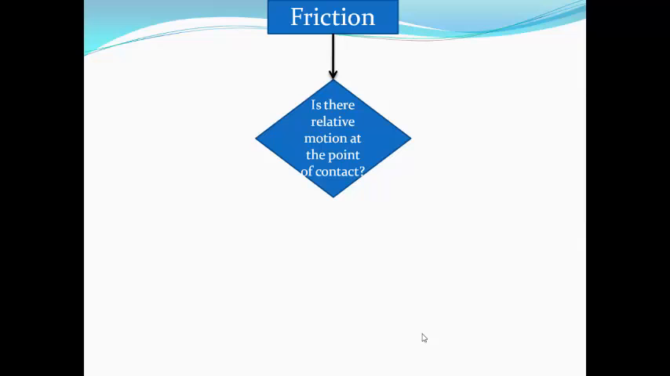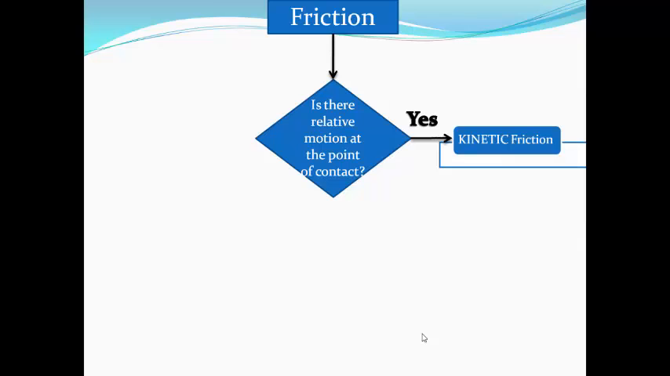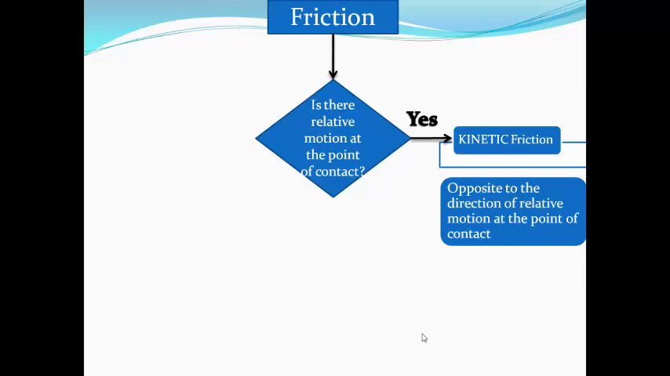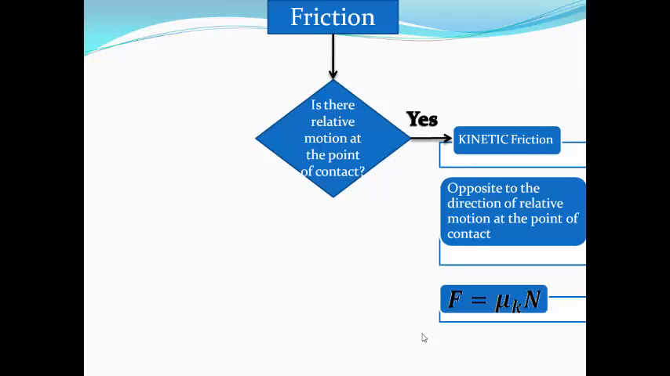Now, let us have a look at a flow chart to understand how to recognize the type of friction. So, there is friction. We ask ourselves the question, is there relative motion at the point of contact? If the answer is yes, then it is kinetic friction, opposite to the direction of relative motion at the point of contact, and its value will be equal to mu k N.